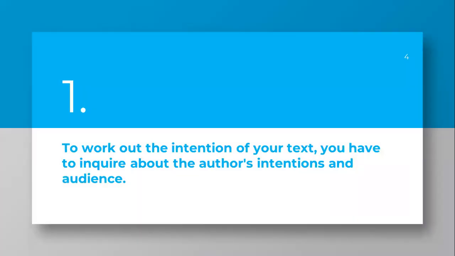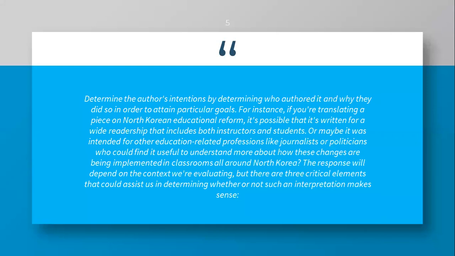Now, to work out the intention of your text as a translator, you have to inquire about the author's intentions and audience. We determine the author's intention by determining who authored it and why they did so in order to attain particular goals. For instance, if you are translating a piece of North Korean educational reform, it's possible that it's written for a wide readership that includes both instructors and students as well. Or it may have been intended for other education-related professions like journalists or politicians who could find it useful to understand more about how these changes are being implemented in classrooms all around North Korea.